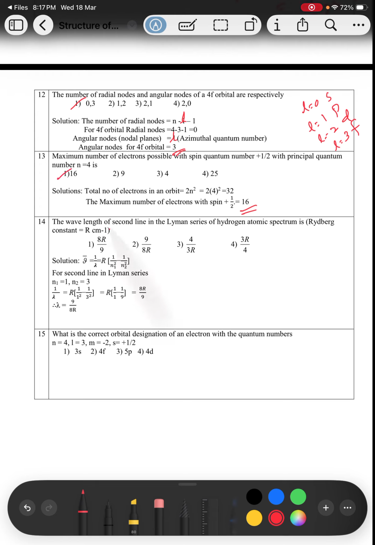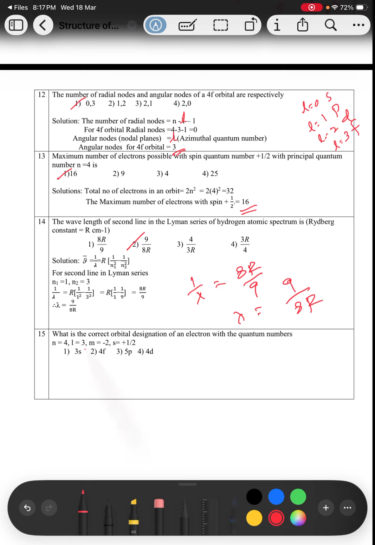Next, 14th one, the wavelength of the second line in the Lyman series of the hydrogen atomic spectrum. Here the wave number nu bar equal to 1 by lambda equal to R into 1 by n1 square minus 1 by n2 square, where n1 and n2 are the levels in the Bohr spectrum. For the second line in the Lyman series, n1 equal to 1 and n2 is equal to 3. By substituting these values, we will get 1 by lambda equal to 8R by 9, so lambda equal to, by reversing this, 9 by 8R. So this is given in the second answer.